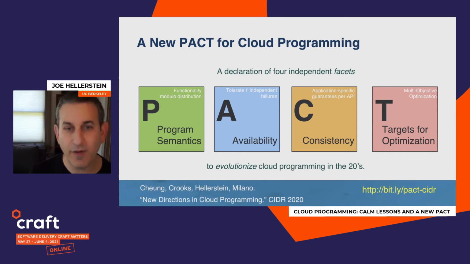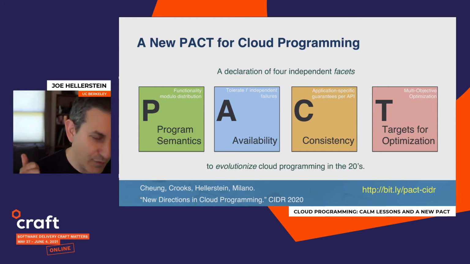And the PACT programming model is a declaration of 4 independent facets. When you write a program, you should write down 4 separate things. First, what is the semantics of your program? Forgetting about distribution. What do you want your program to do for its inputs and its outputs?